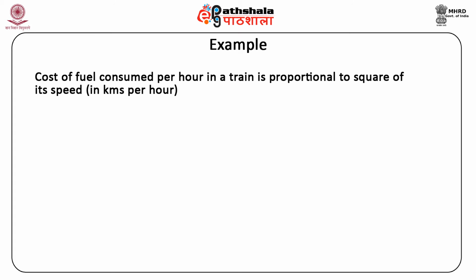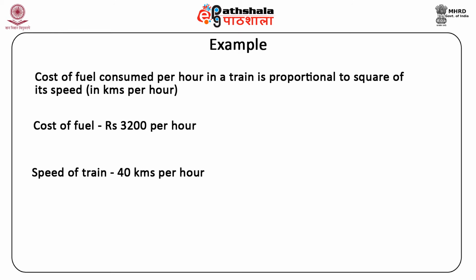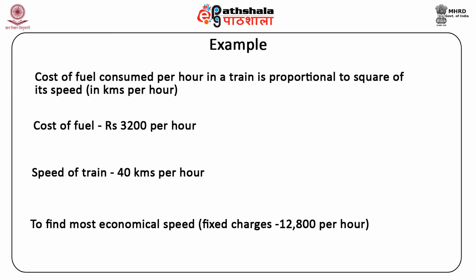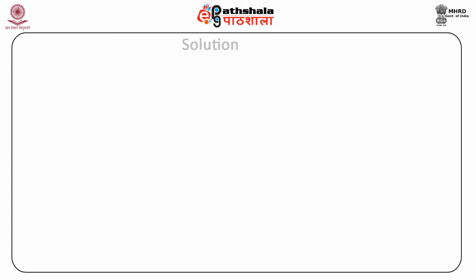The cost of fuel consumed per hour in running a train is proportional to the square of its speed, and it costs rupees 3200 per hour at a speed of 40 kilometers per hour. What is the most economical speed if the fixed charges are 12,800 per hour? Let's take a look at the solution.